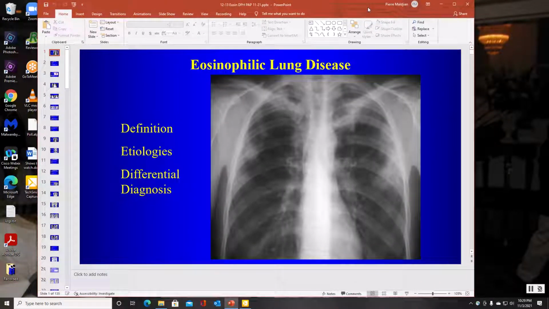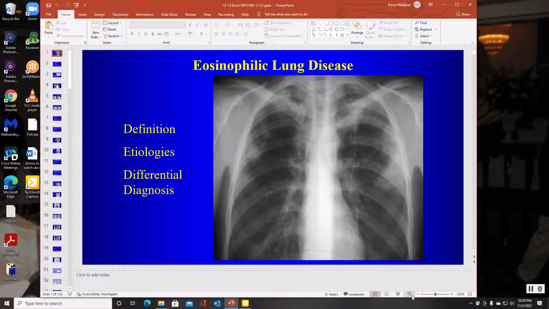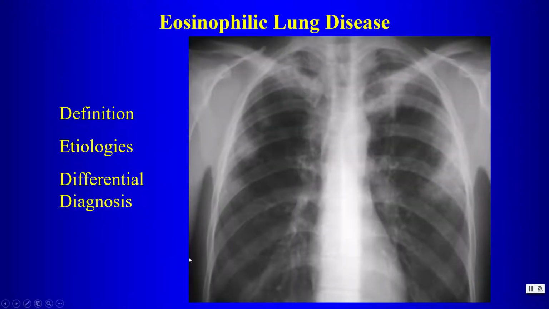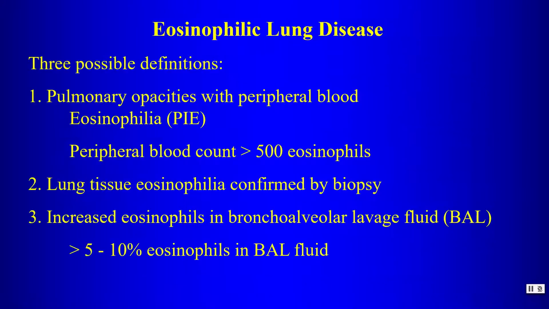Okay, so today we're going to continue with our discussion of airspace disease, and we will start with eosinophilic lung disease. We'll talk about the definition, etiologies, and the differential diagnosis. So there are three possible definitions for eosinophilic lung disease. We can have pulmonary opacities with peripheral blood eosinophilia, abbreviated PIE.